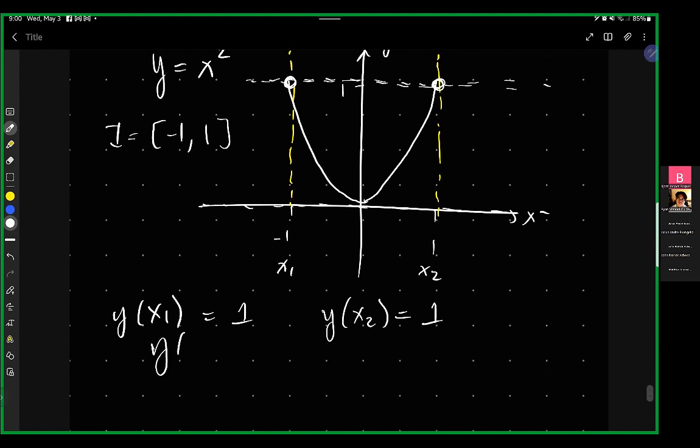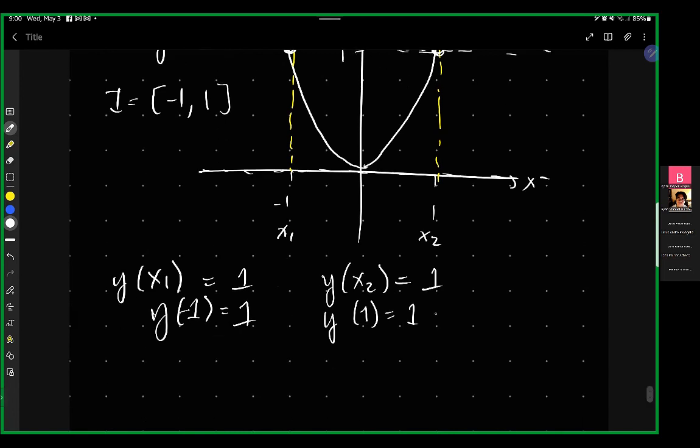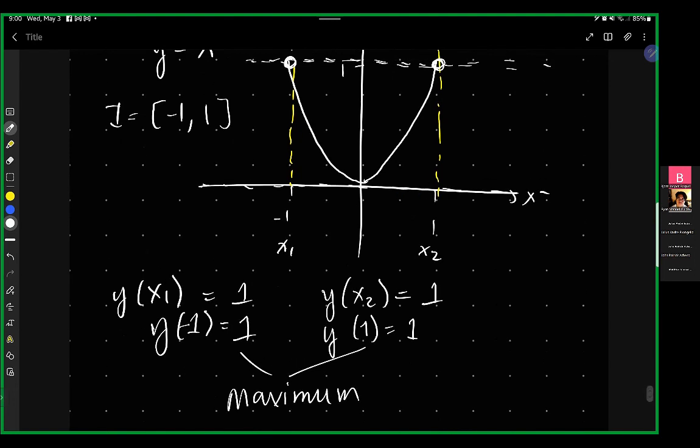No? So y of 1 is equals to 1, and y of negative 1 is equals to 1, and y of 1 is equals to 1. Both of these two are called maximums. No? These are the absolute maximum you can have for this interval.